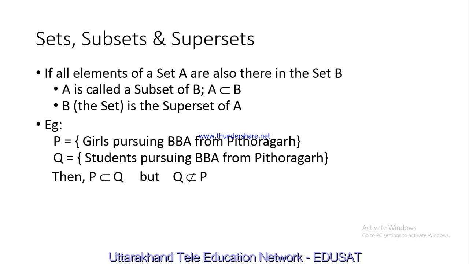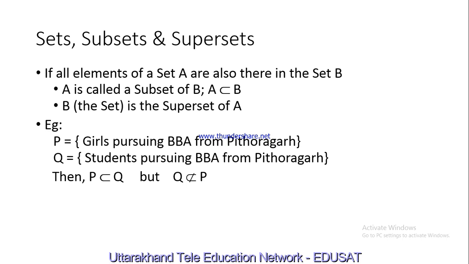The opposite is not always the case. There may be exceptions, but it may not always be the case. So here P is a subset of Q, but Q is not a subset of P because Q would also include boys who are pursuing BBA from Pithoragarh, while P does not include boys, it only includes girls. So Q is not a subset of P.